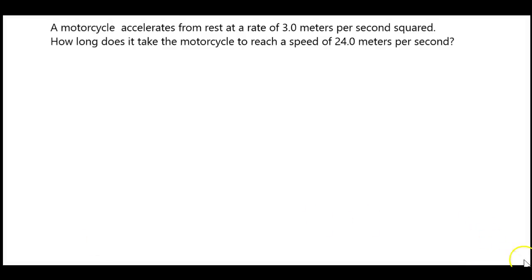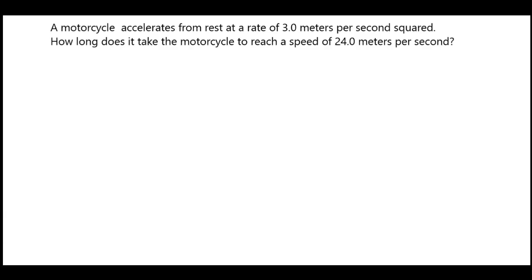In this example, we're going to be solving for the amount of time that it takes some object to reach a final velocity given an acceleration and an initial velocity. The problem reads: a motorcycle accelerates from rest at a rate of 3.0 meters per second squared. How long does it take the motorcycle to reach a speed of 24 meters per second? Remember, an acceleration of 3.0 meters per second squared means that every second the velocity increases by 3.0 meters per second.